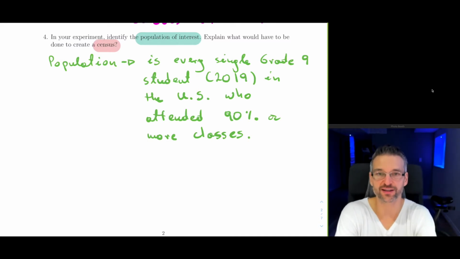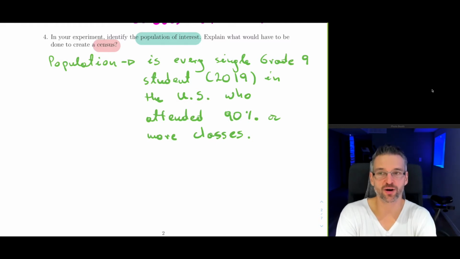We would have to literally go out to every single grade 9, and find out the attendance records of all students in 2019 and then check for those students who had attendance of 90% or more. Now you can see how difficult these experiments start to become. What you will find is when you're working with sampling and with graphs, the actual end products are the easiest things to do, to analyze them and so on.